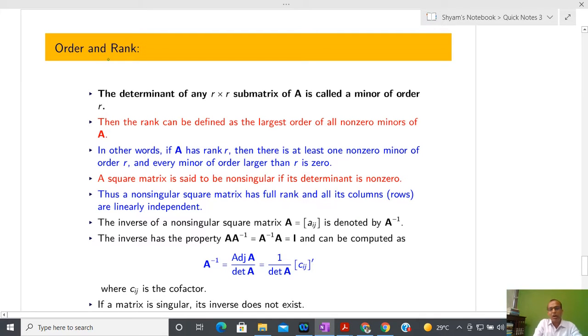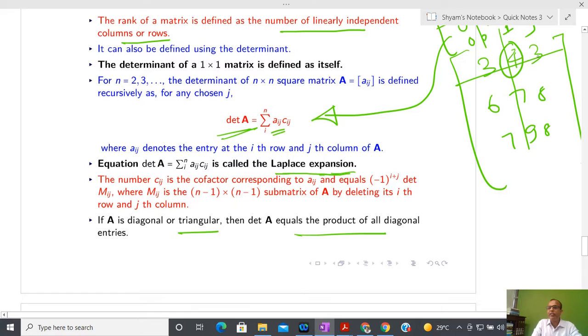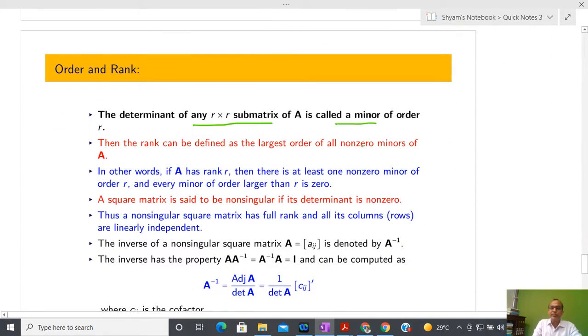Now, whenever we talk about the rank, we are going to see the relation between order and rank. So I have an R cross R submatrix that is related. Whenever we find some kind of cofactor, the R cross R submatrix of A is also called a minor of order R. Suppose in the previous example, when I took a 3 cross 3 matrix and fixed 4, then I have a 2 cross 2 matrix. Whatever 2 cross 2 matrix comes into the picture is called a minor, and here the order of the minor is 2.